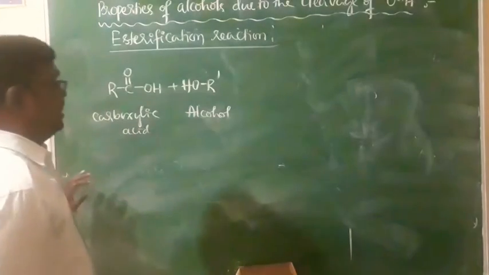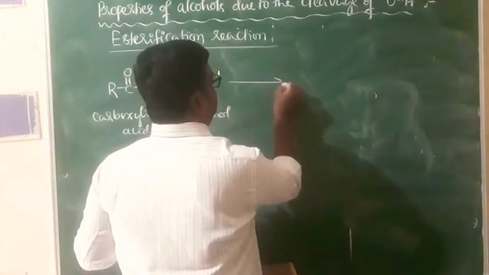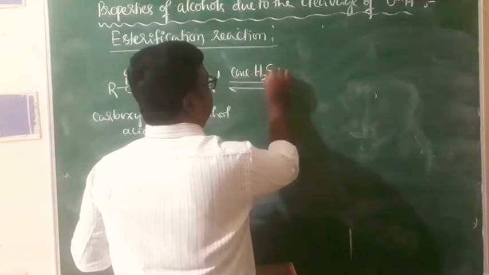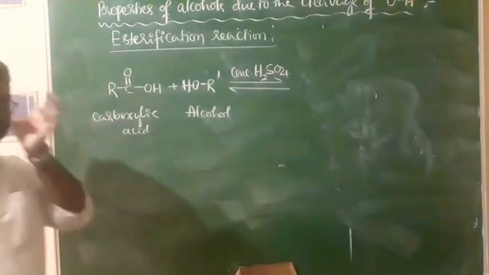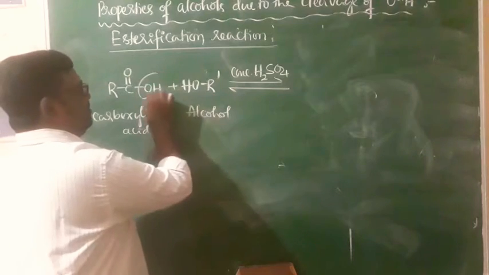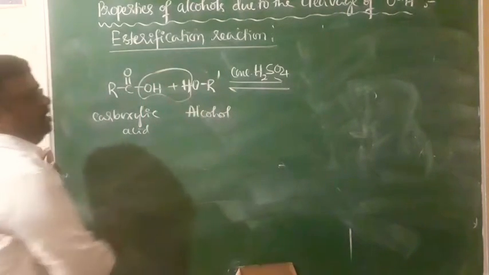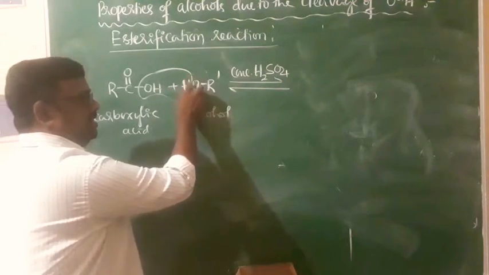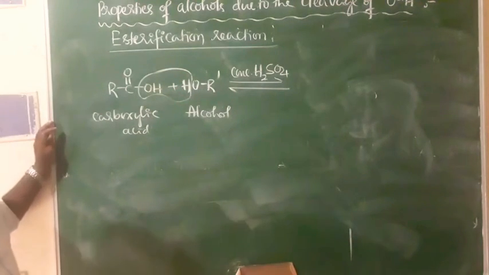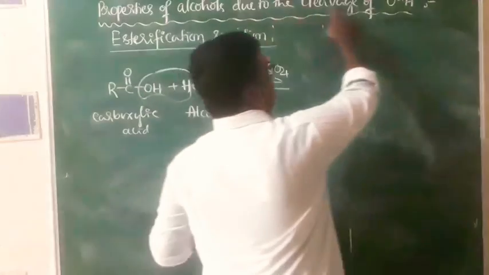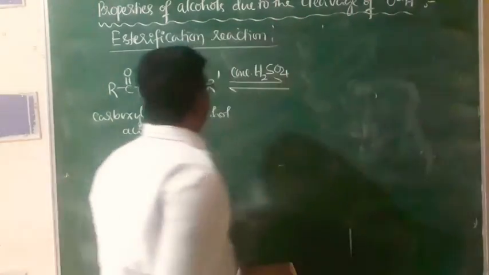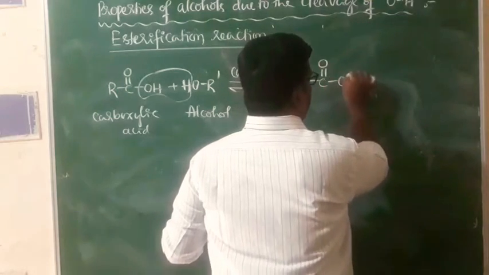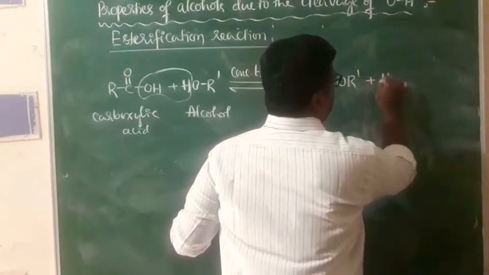Yes, okay. And of course this reaction is carried out in presence of concentrated sulfuric acid. The reaction is reversible. Then what happens: OH from the acid, H from the alcohol. Notice, there is a cleavage of the OH bond. The OH bond of the alcohol breaks. Properties due to the cleavage of the OH bond. And if it is so, then we get R C double bond O R dash plus H2O.